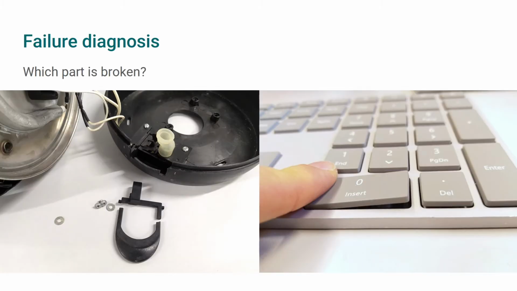Before the analysis phase, we need to find out which part is broken or causing the problem. Usually, disassembling the product is necessary to get to the broken parts. If you need to disassemble the product, make sure it is unplugged first. Here we have two examples of products with broken parts. The photo on the left shows a broken switch of a water cooker. The photo on the right shows a keyboard with a loose key.